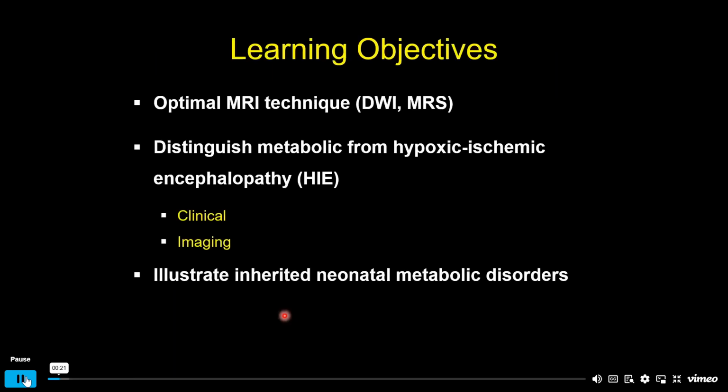So this is what we're going to discuss. Just the optimal technique for neonatal MR. That obviously we're focusing on hypoxic ischemic encephalopathy and then all the differentials. And we'll look at clinical and imaging findings that will help us distinguish metabolic from hypoxic ischemic brain injury. And I'll illustrate some recognizable neonatal neurometabolic disorders.